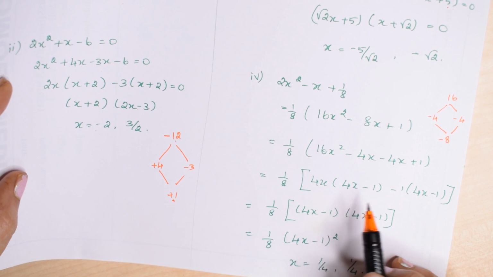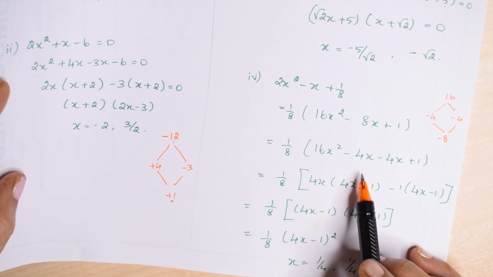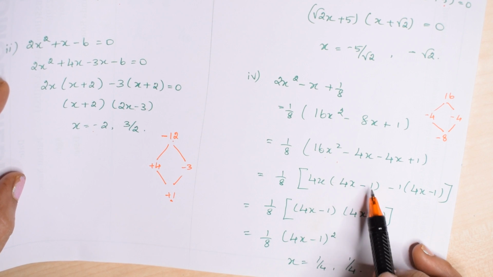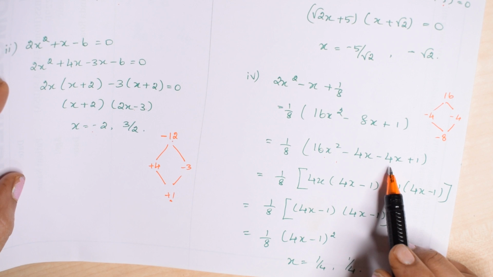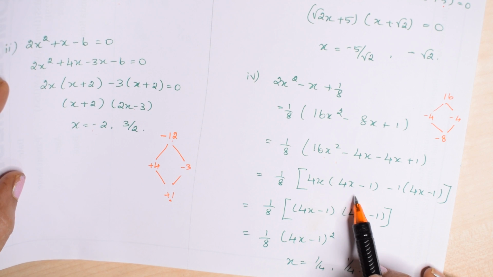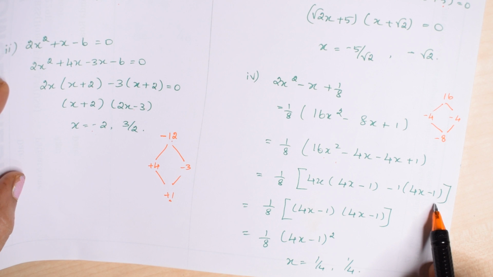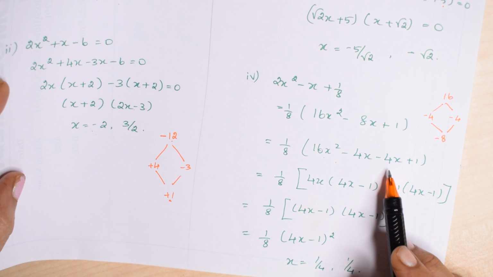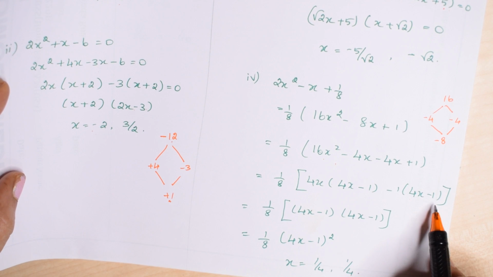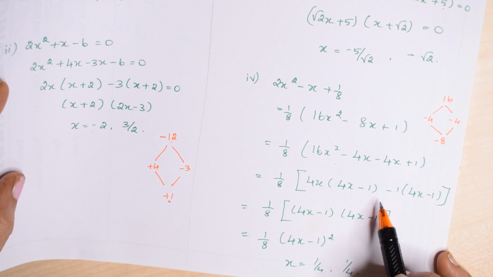Again the common term here is 4x. I am taking it out. The remaining is 4x minus 1. Again in this also I am taking minus 1 outside, because here I have minus 4x and 1, and here I have 4x minus 1. The same way I want 4x minus 1 here in the bracket. So I am taking minus outside. When I take minus outside, this term becomes plus and this term becomes minus. Only then I get the same thing in the bracket, right? So I am taking minus 1 outside.